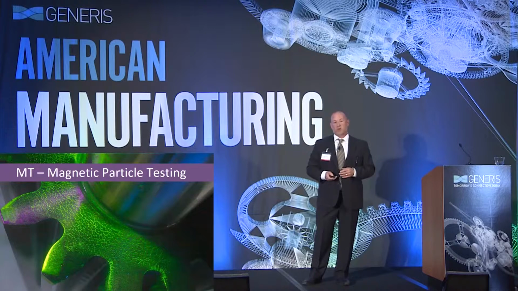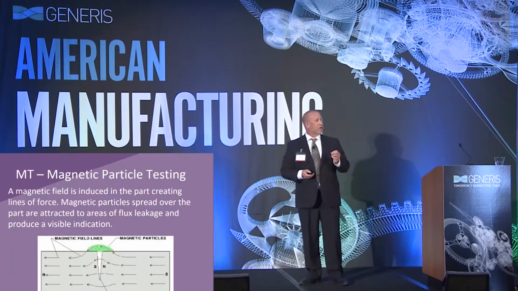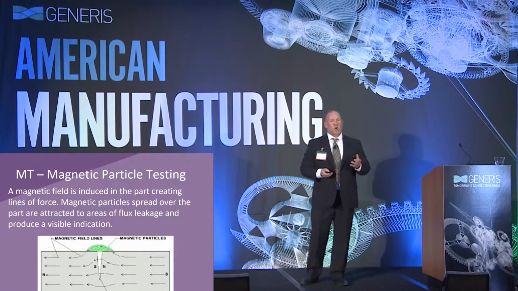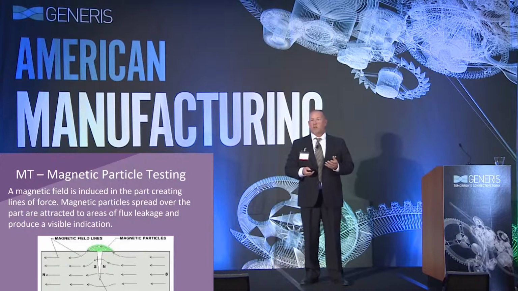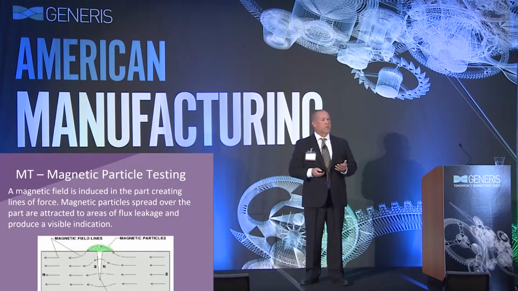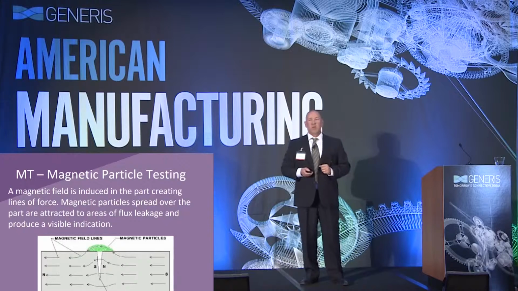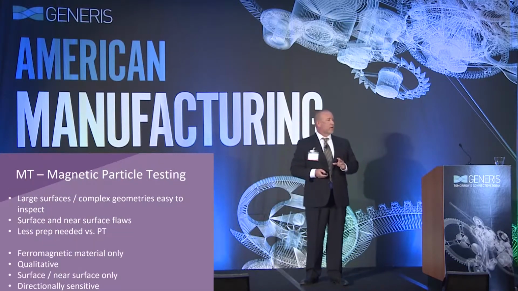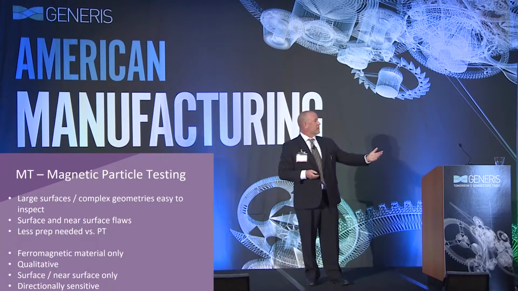Next up, magnetic particle. So with mag particle, we have magnetic particles, dust if you will, that has dye embedded in it. We charge the part, we create a magnetic field, and those particles are drawn to areas of flux leakage, and because they have dye embedded in them, we now have a visual indication. Looks just like the photograph on the previous slide, okay? Usually under black light, we can see them. So another great technique for really large parts with complex surfaces. Again, at arm's length, under a black light, I can see those indications.